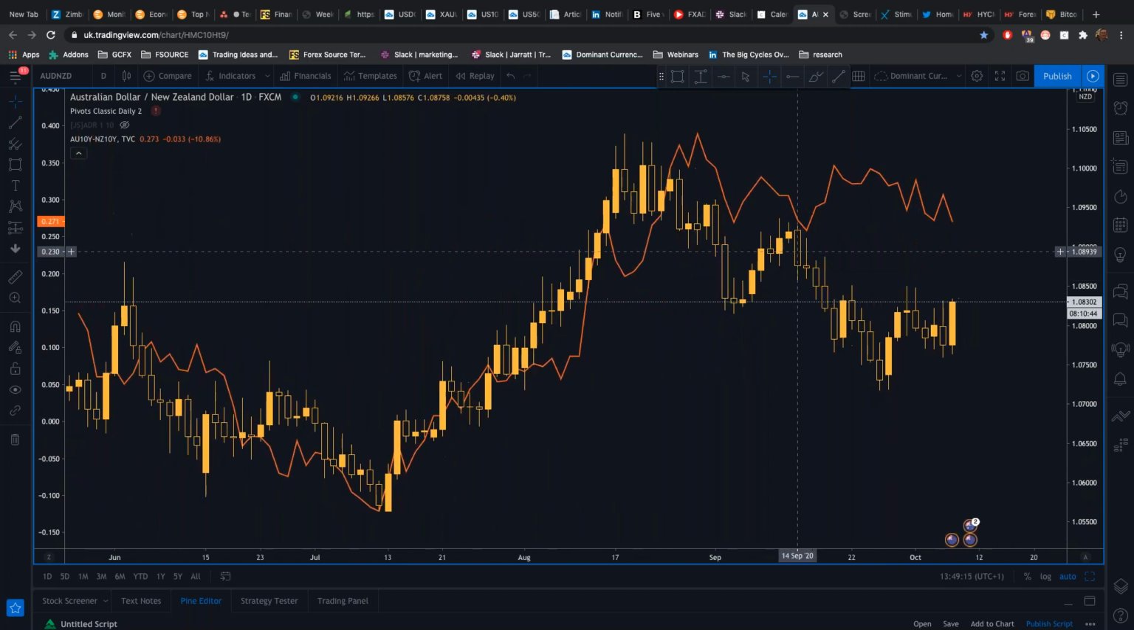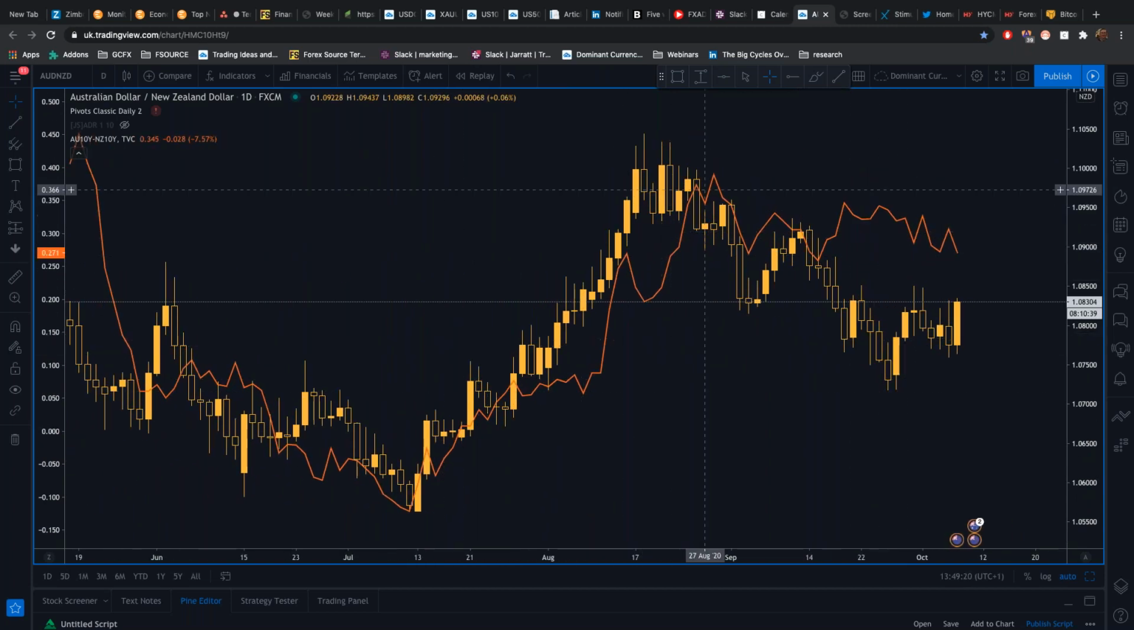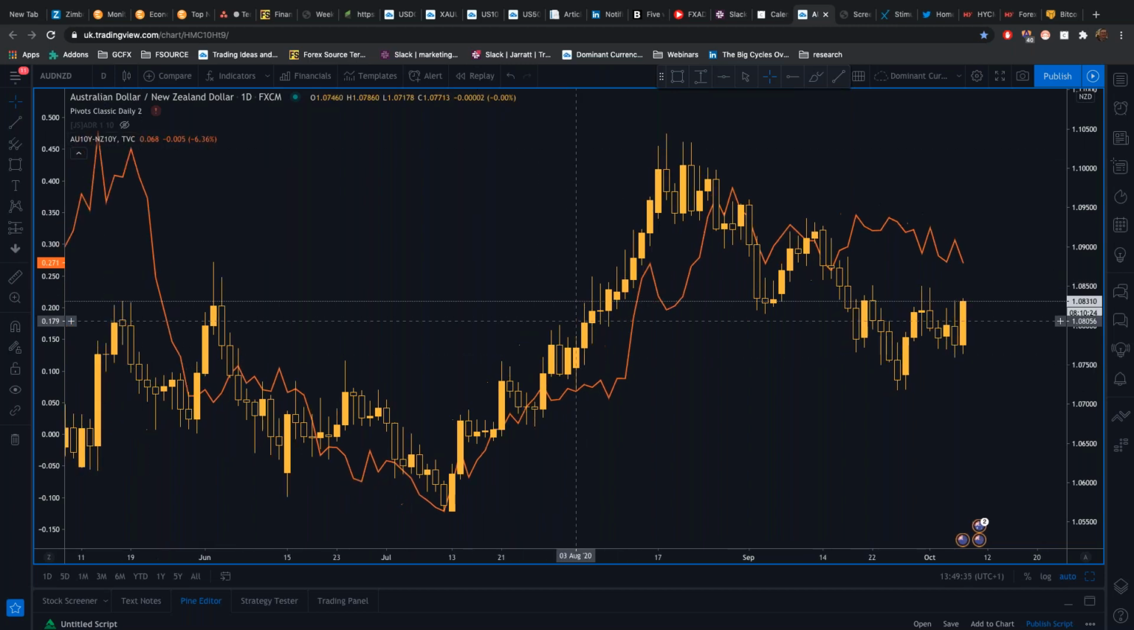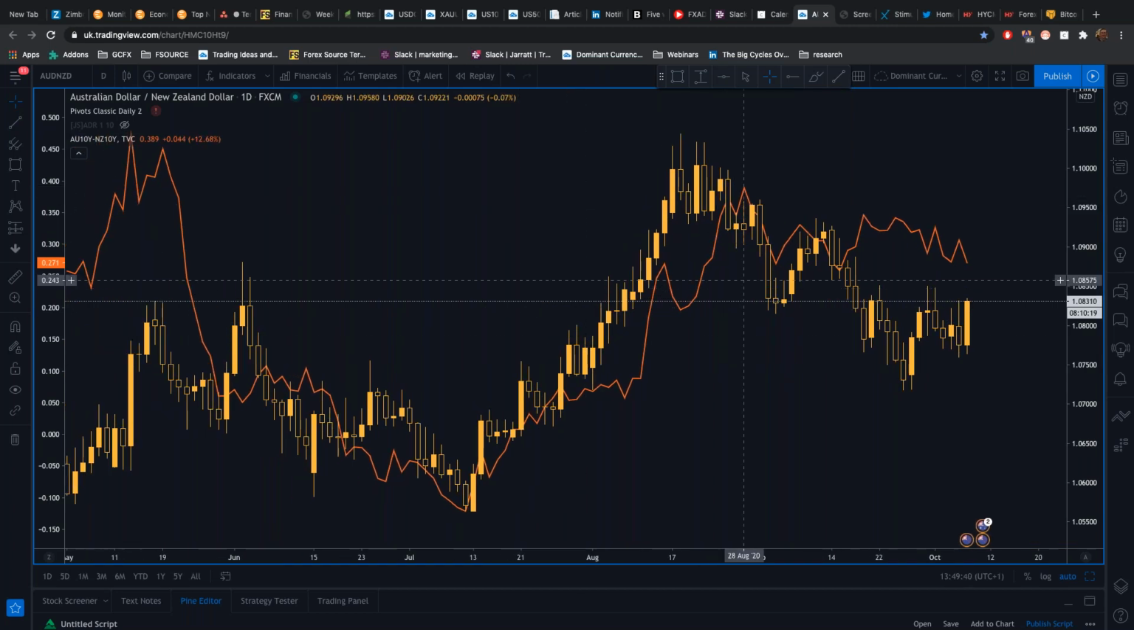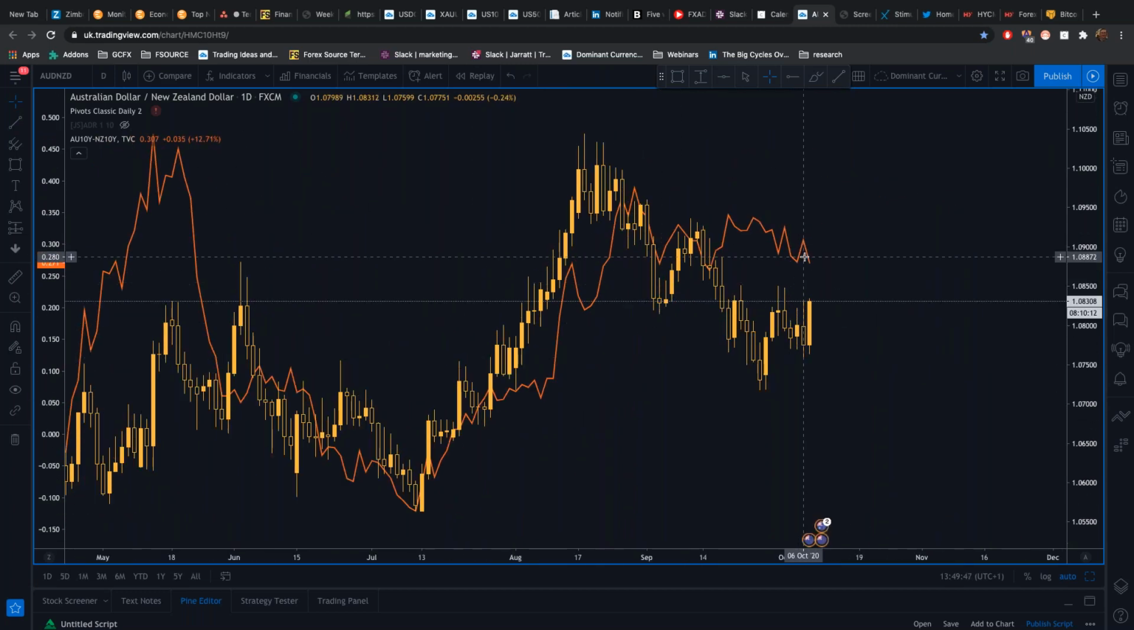And for me, seeing this bond yield spread, you see how closely the bond yield spread matches the pair. This is the Australian 10-year bond minus the New Zealand 10-year bond, the subtraction of the two yields. You see that as that bond yield spread moves higher, Aussie New Zealand dollar moves higher. As that bond yield spread moves lower, the Australian New Zealand dollar pair moves lower. They're very closely correlated because it's the bond yield spread.